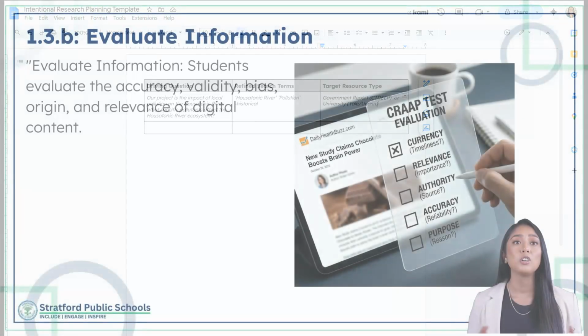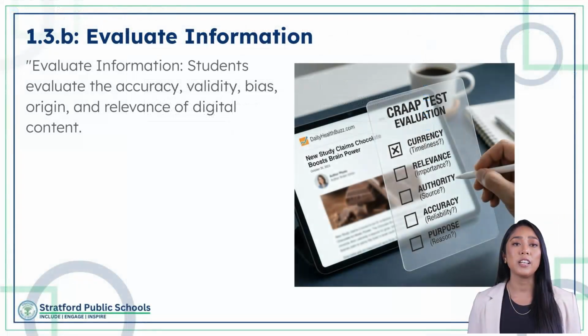Next is the most critical step: 1.3b, Evaluate information. If students can't evaluate a source, they can't construct accurate knowledge. The digital world is full of misinformation, so we need a systematic way to teach them to assess trustworthiness.